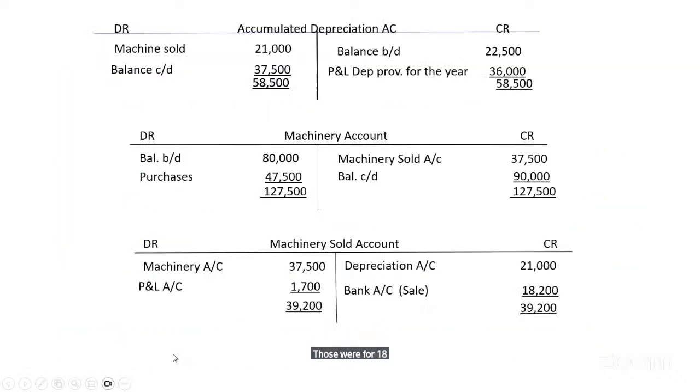Of course, you put it on the credit side. That is, the sale account was 18,200. When you add 21,000 plus what is sold, we have 39,200. But the machinery, what's the cost of the machine? It was 37,500. So the difference between this amount and the total here is 1,700. That would be the profit, which will be shown as a P and L account item.